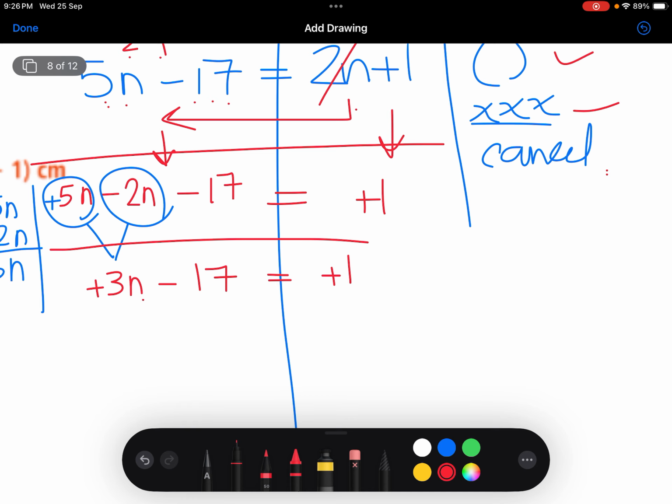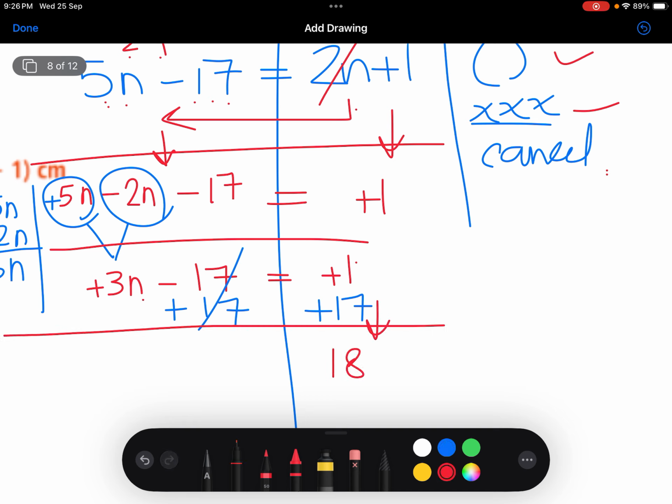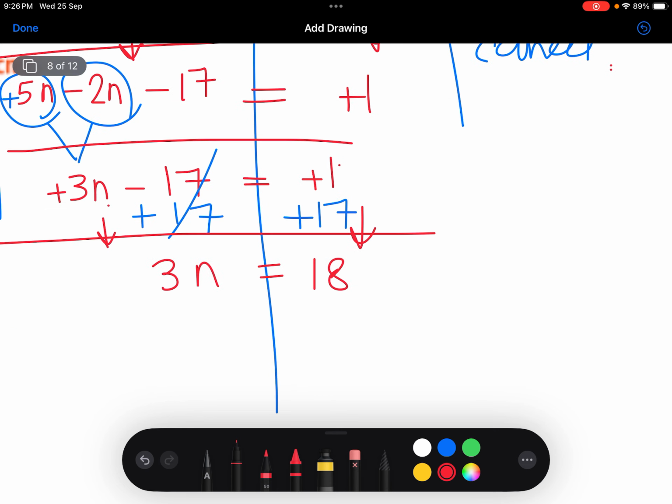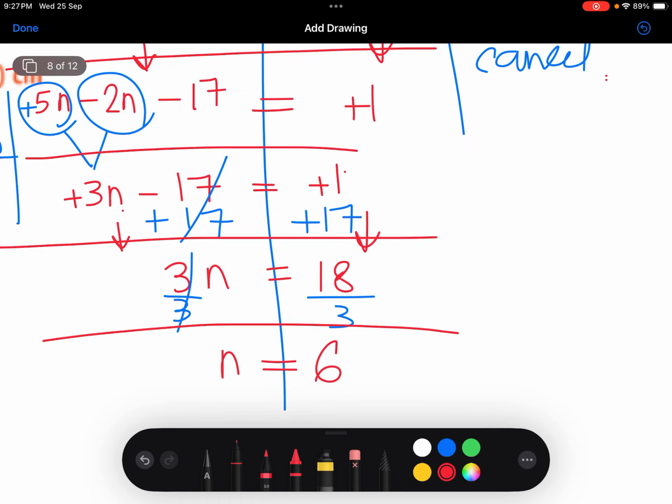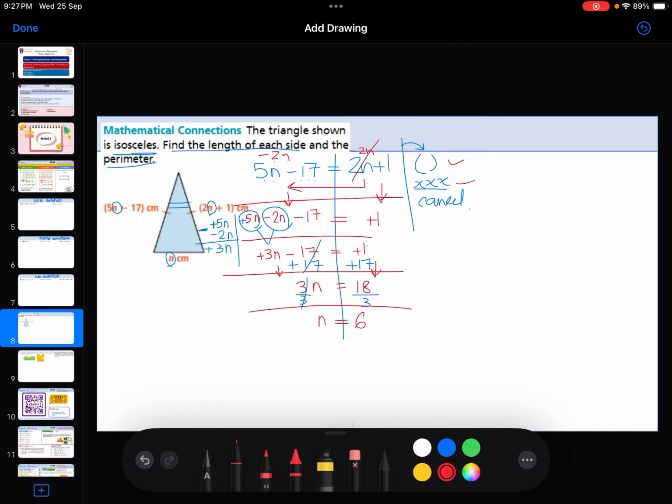So what should I cancel first? Of course, I need to add 17 on both sides. Bye-bye. What do I have left? I have here 1 plus 17 is 18 equals to, here, I have 3n. Now, to cancel the 3, I need to divide by 3 on both sides. What do I have left? n alone equals 18 divided by 3, which is 6 only. So the value of n is 6. That's it. I found the value of n.